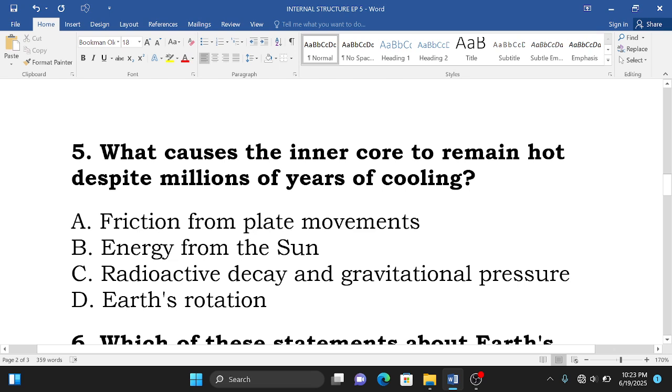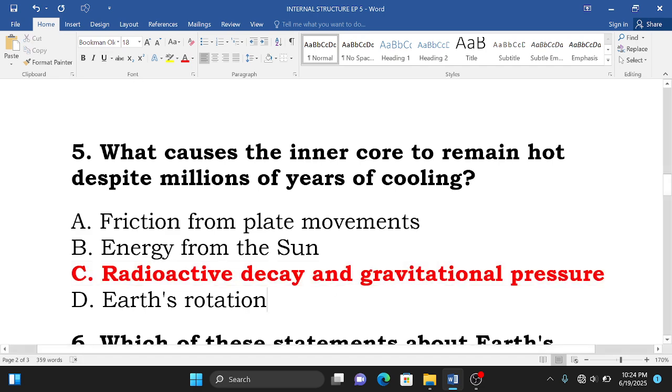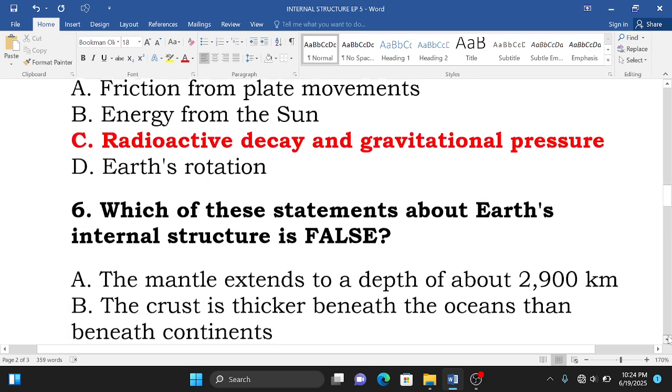A. Friction from plate movement. B. Energy from the sun. C. Radioactive decay and gravitational pressure. D. Earth rotation. So the correct answer is this one. What causes the inner core to remain hot? It is the influence of radioactive decay and even gravitational pressure. We go to the question number 6.